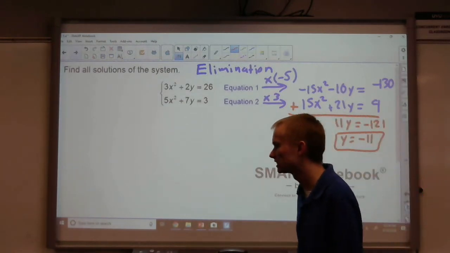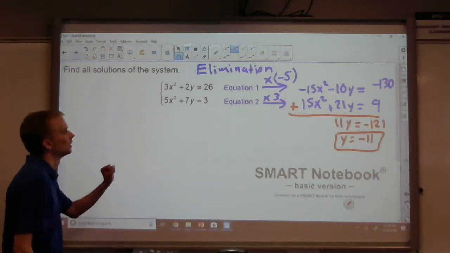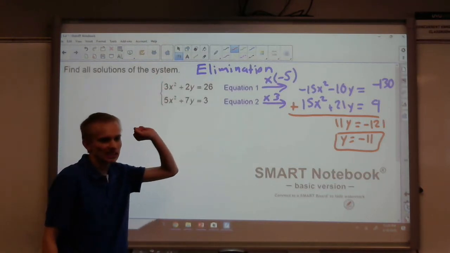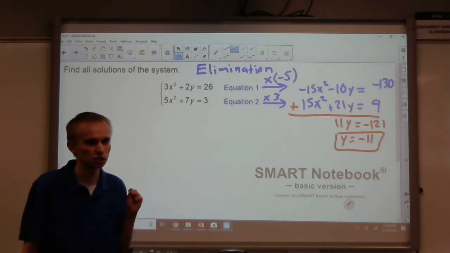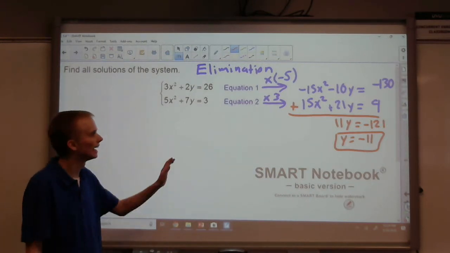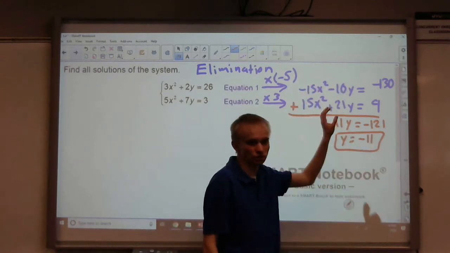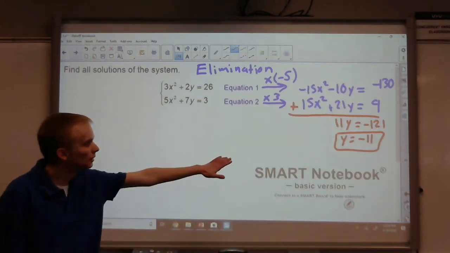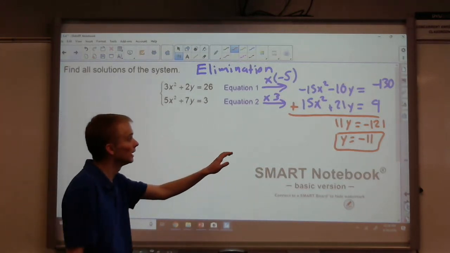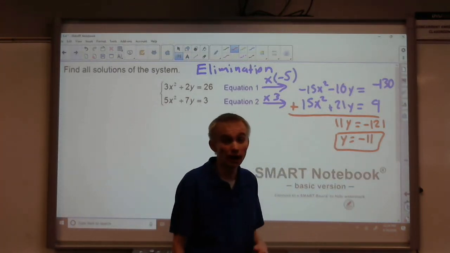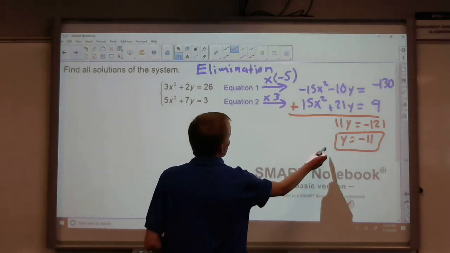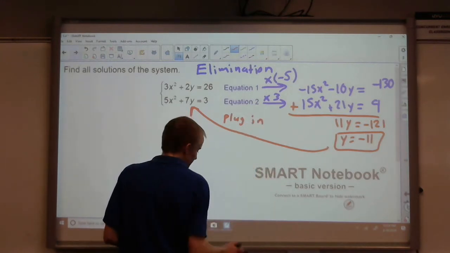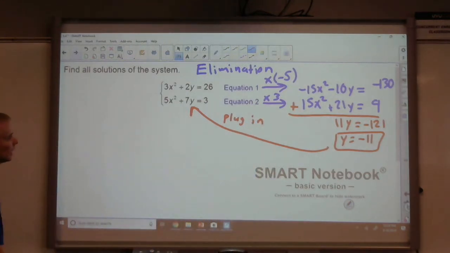So remember, our steps with elimination are, you want to get one of the variables to have matching opposite coefficients, right? So that you can add them together and cancel them out, right? Then you solve for the variable in the equation. And now we just need to substitute in this y to figure out what x is, right? I'm going to plug this back in to one of the equations to find x, okay?